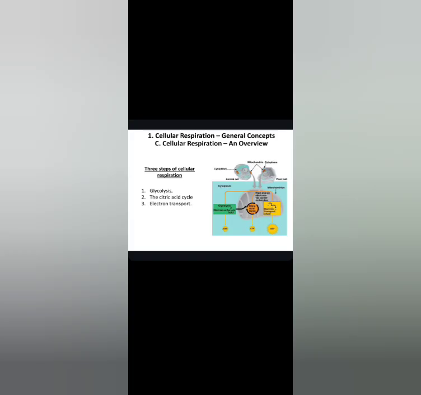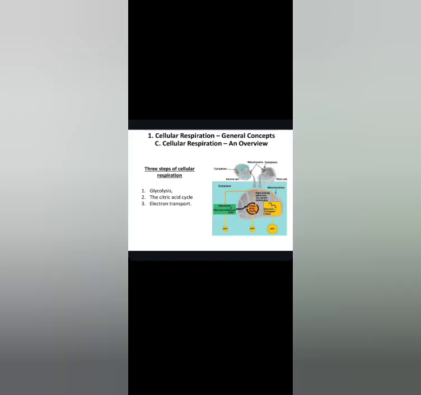Cellular respiration looks something like this. There are 3 main steps of cellular respiration. You have step number 1, glycolysis, which takes place in the cytoplasm. Glycolysis is the only step which is anaerobic. Glycolysis will take place in the absence of oxygen. Step number 2 is the citric acid cycle, also known as the TCA cycle.